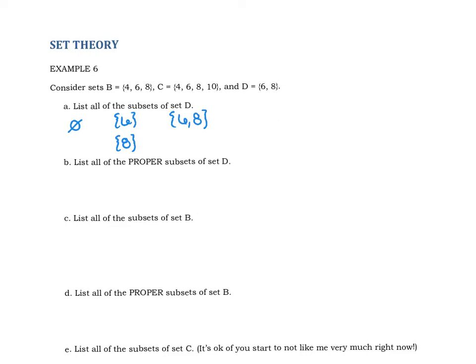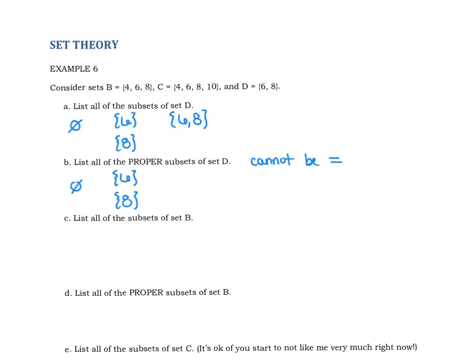Now for part B, list all of the proper subsets of set D. So remember, to be a proper subset, you cannot equal the original set. Okay, they cannot be equal. So the proper subsets would be the empty set, the set containing only the element 6, and the set containing only the element 8. You cannot include the entire set D in order to be a proper subset.